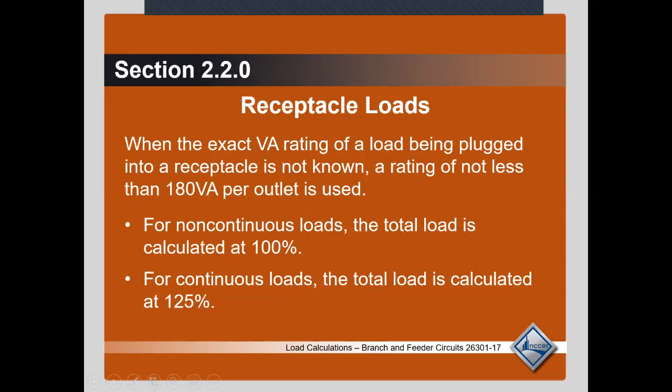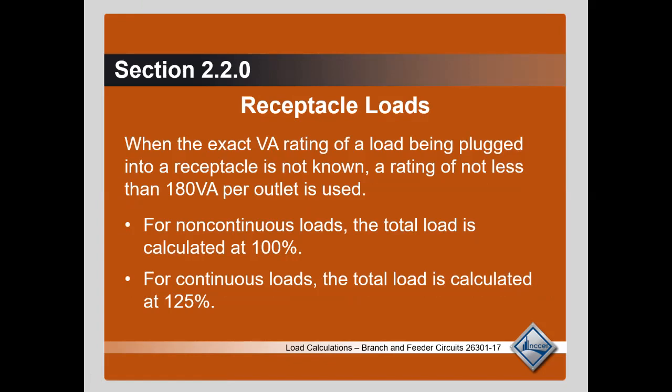So when the exact volt amp rating of a load being plugged into the receptacle is not known, a rating of not less than 180 volt amps per outlet is used. So if you don't know what the load of that receptacle is going to be, you just go ahead and anticipate we're going to rate it at 180 volt amps. Period. Because we'll divide 180 by 120. It's 1.5. So it's essentially 1.5 amps.